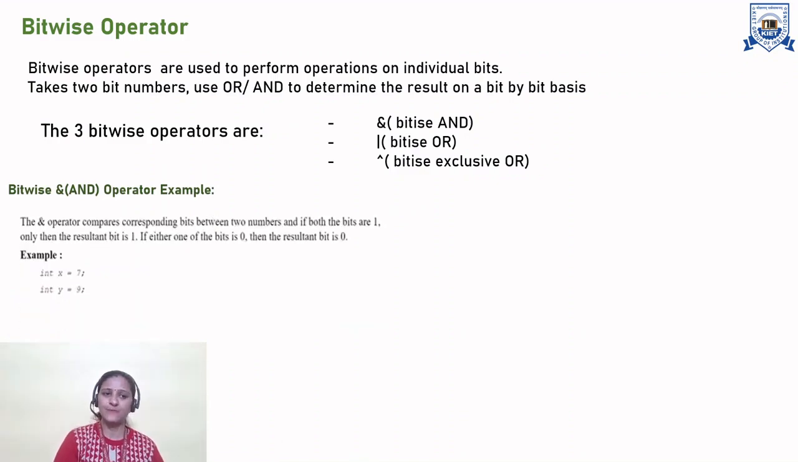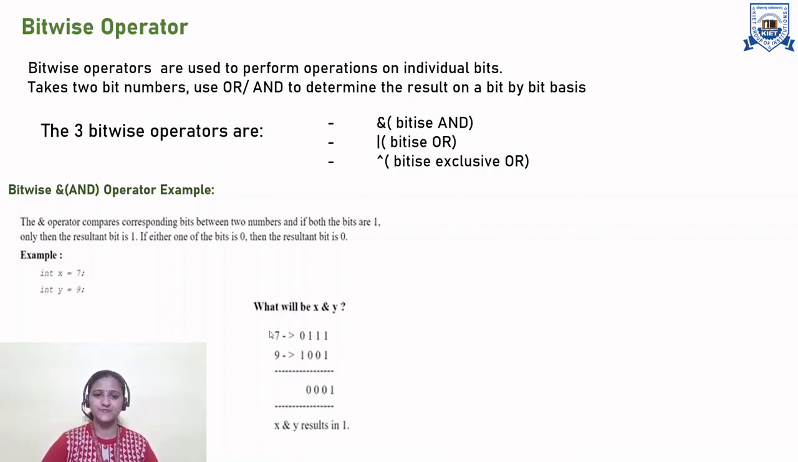Bitwise AND operator example. Here, the ampersand operator compares corresponding bits between two numbers, and if both the bits are 1, only then the resultant bit will be 1. If either one is 0, the result will be 0. So we took x equal to 7, y equal to 9. 7 got converted into its equivalent bits, and 9 also got converted into its equivalent bits. For 7, the bits are 0111. For 9, the bits are 1001.